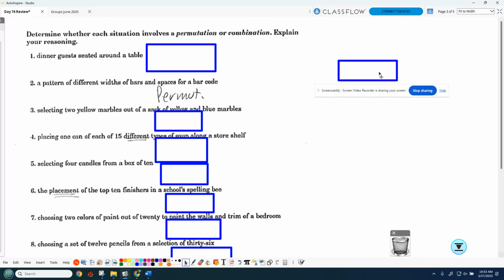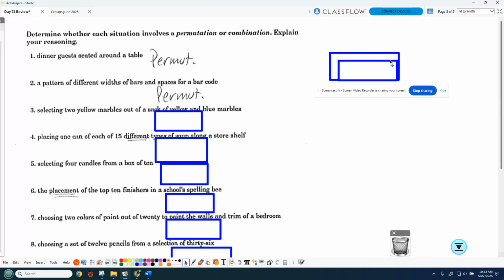What about dinner guests around a table? Combination? Thanksgiving? Do you fight over who gets to sit where? So does it matter where you're sitting? Are you sitting next to the cousin that just farts through dinner the whole time, or are you sitting next to your fun cousin that tells jokes and makes mashed potatoes come out their nose? Okay, number 1, guests around a dinner table. That's permutation. It matters who you're sitting next to.